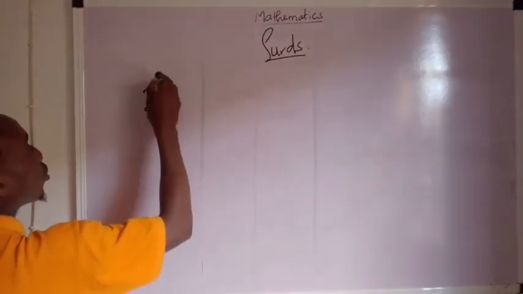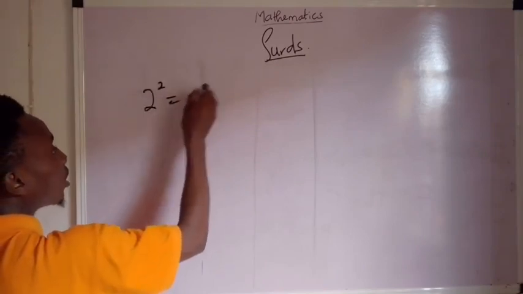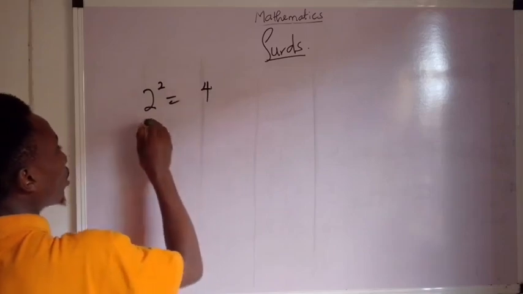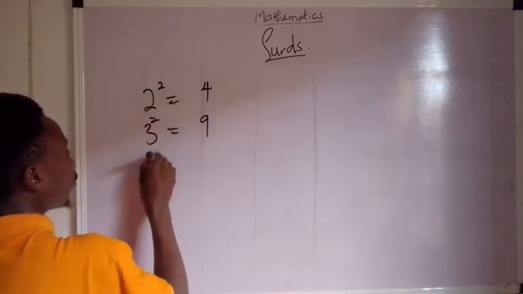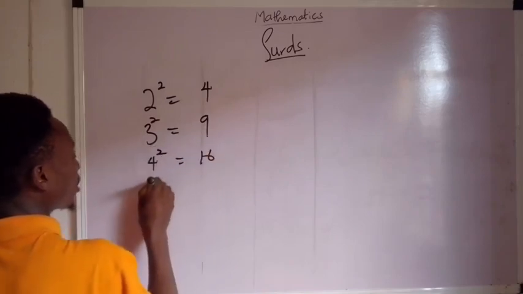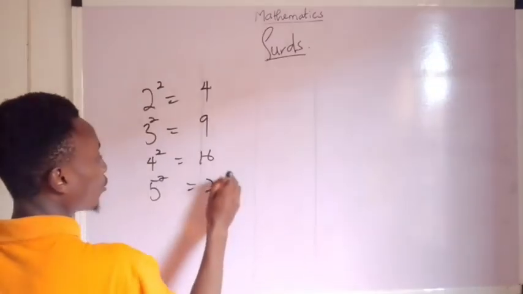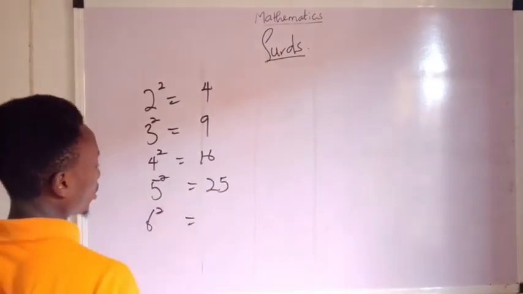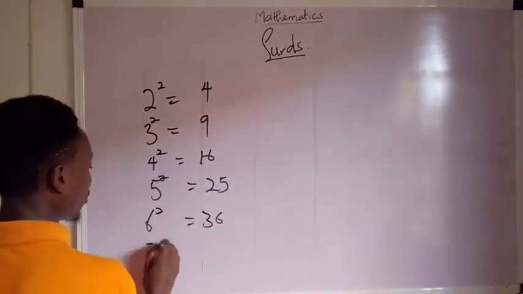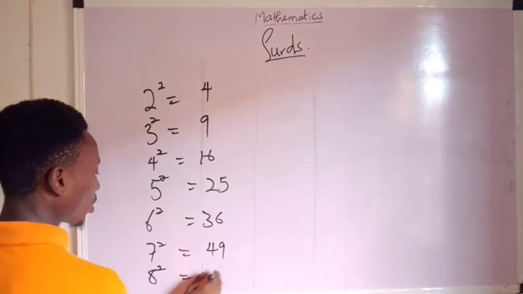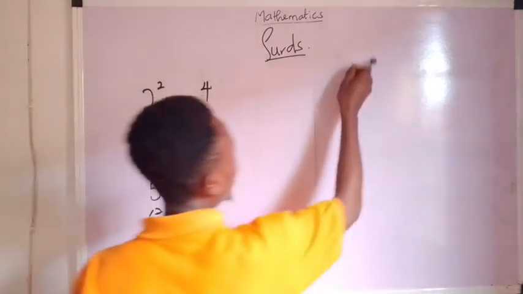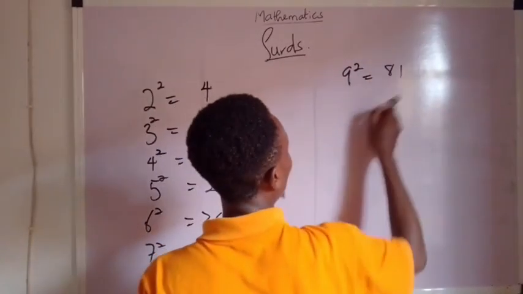So we just write, 2 square is what? 4. 3 square is what? 9. 4 square is what? 16. 5 square is what? 25. 6 square is what? 36. 7 square is what? 49. 8 square is what? 64. 9 square will give us 81.